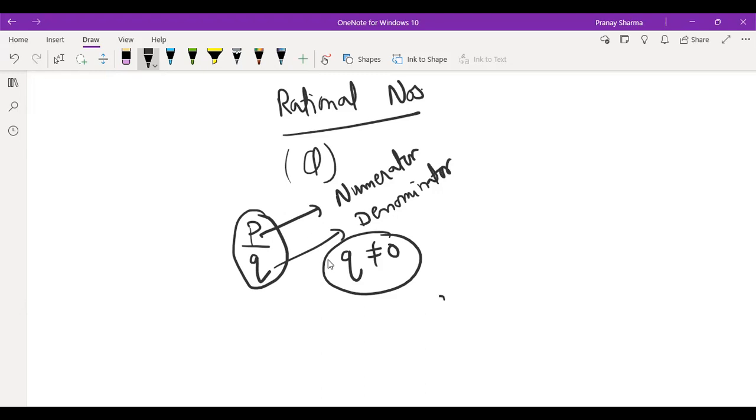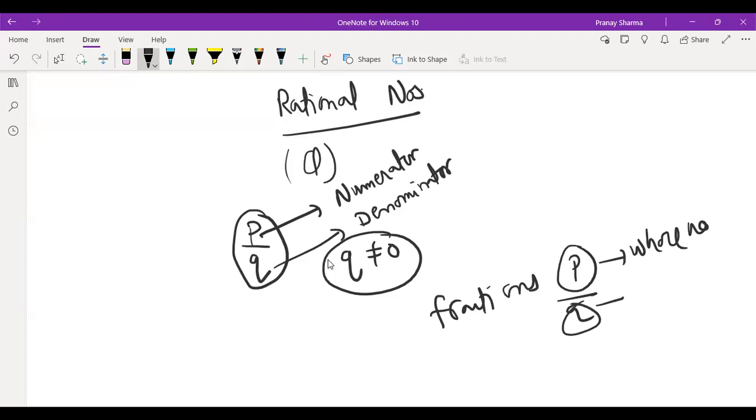In the case of fractions, people, this P can be a whole number, and Q will always be a natural number. Why is that so? Because natural numbers start from 1, 2, 3, and as I told you, Q cannot be 0. If we are talking about fractions, then they are always positive. So all fractions are rational numbers, but not all rational numbers are fractions. Rational numbers can be negative as well.